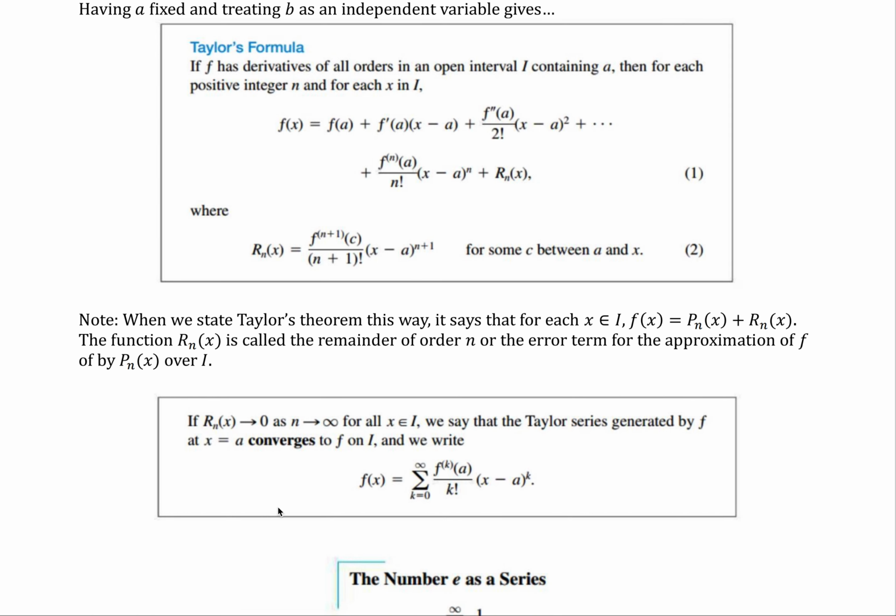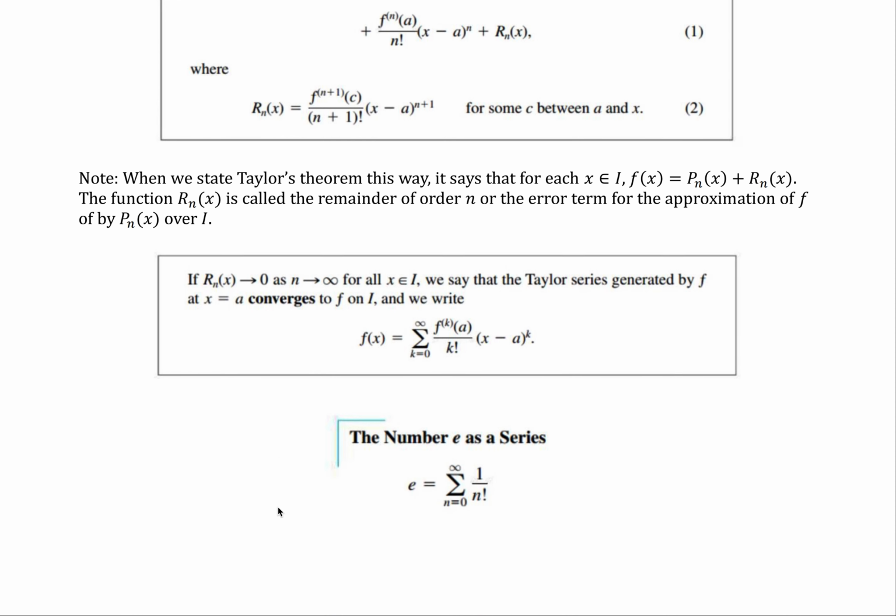What this gives us are a few useful series. So I have here the number e as a series. So e, which is approximately 2.7, can be defined as the series that goes from n equals 0 to infinity of 1 over n factorial.